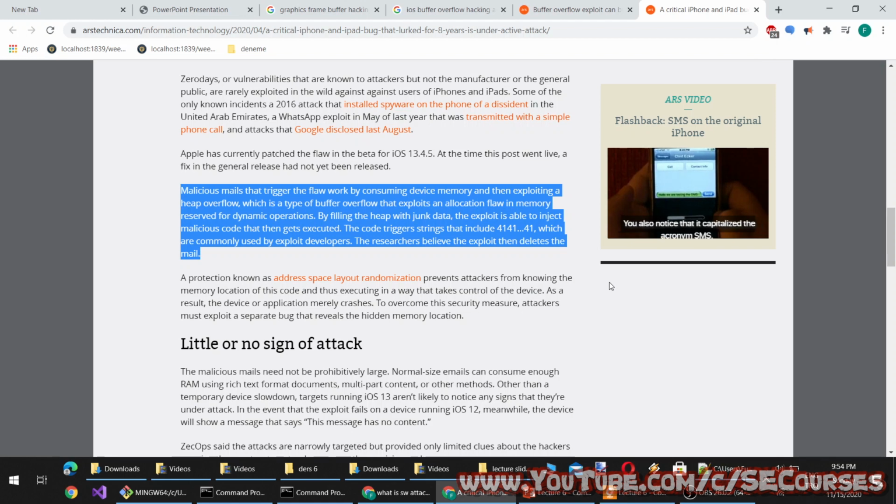Malicious mails that trigger the flaw work by consuming device memory and then exploiting a heap overflow, which is a type of buffer overflow that exploits an allocation flaw in memory reserved for dynamic operations. By filling the heap with junk data, the exploit is able to inject malicious code that then gets executed. The code triggers strings that include 4141.41, which are commonly used by exploit developers. The researchers believe the exploit then deletes the mail.